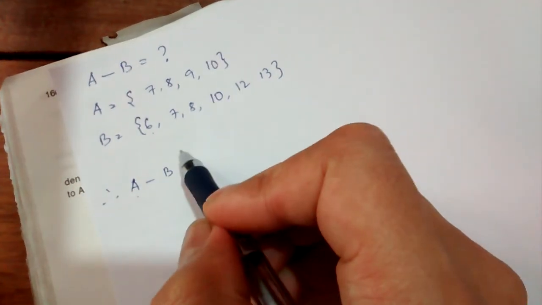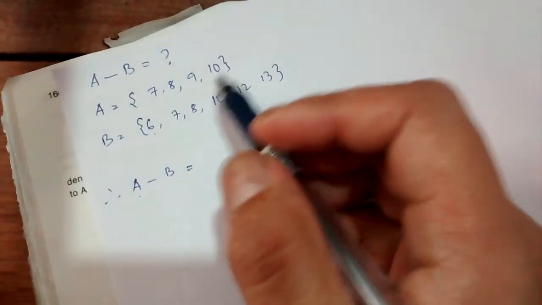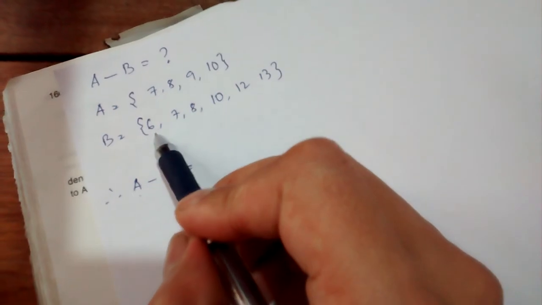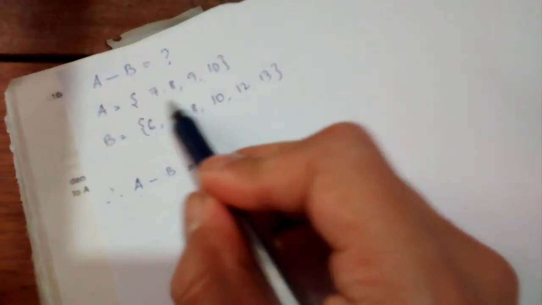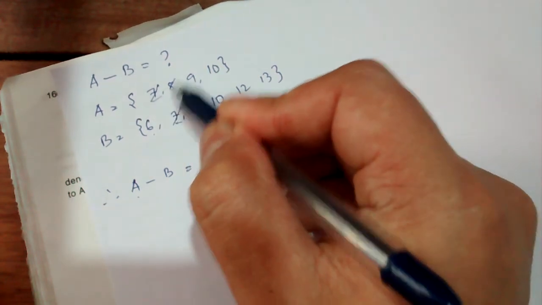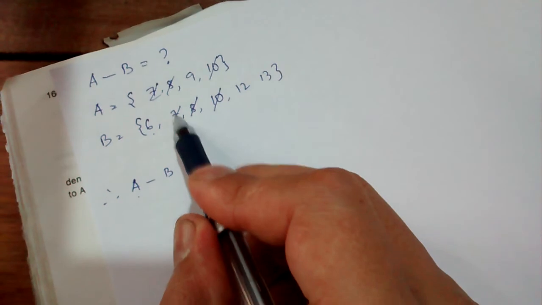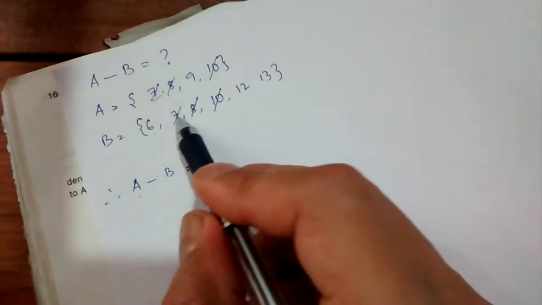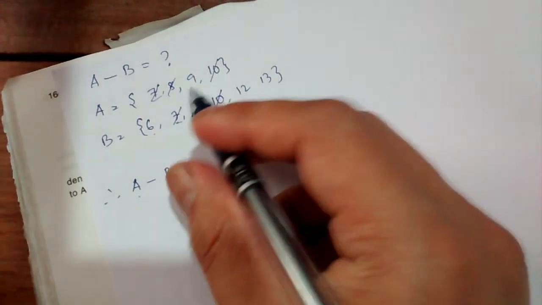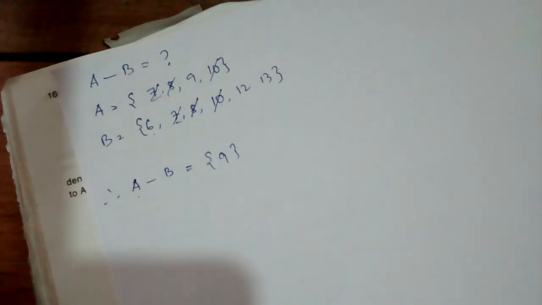So all the common elements of A and B should be subtracted. 7 is included in both. So in one way you can just strike off the common elements. Yes, 7, 8 and 10 are included here, so you strike those off, and the remaining is 9. So A minus B will be only 9.